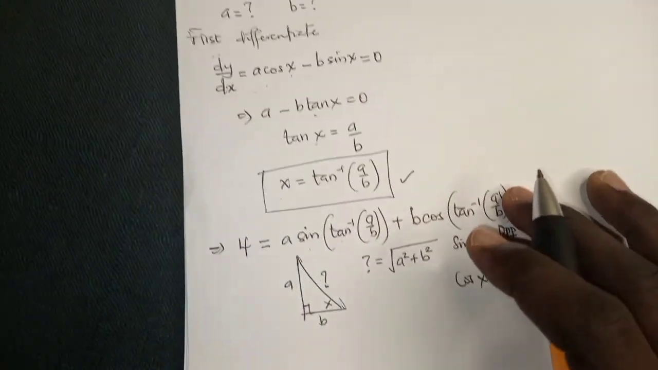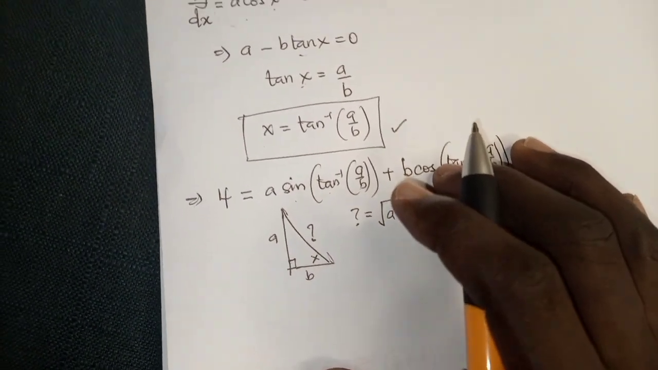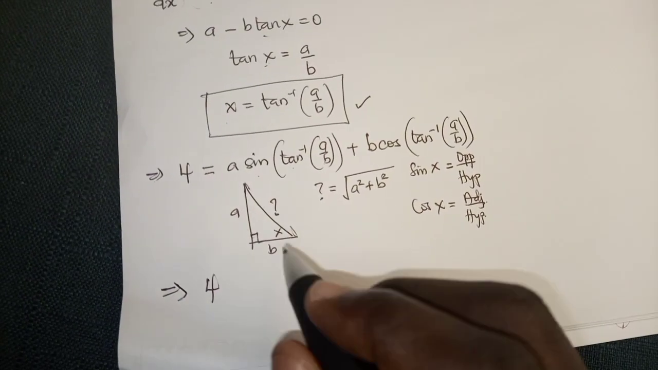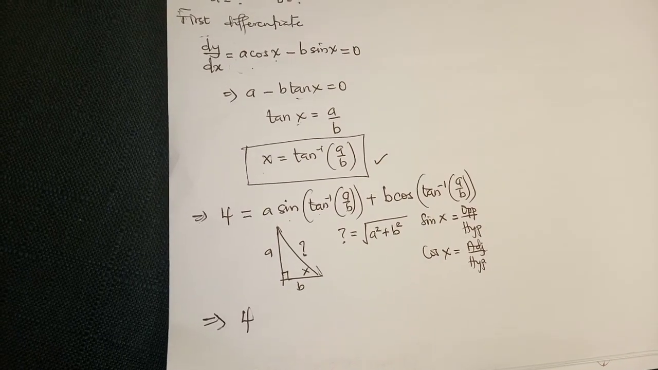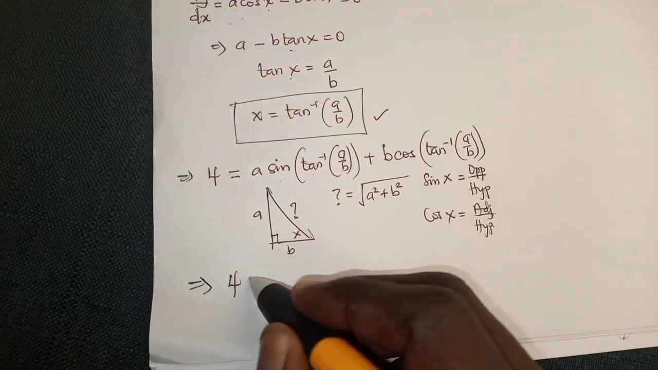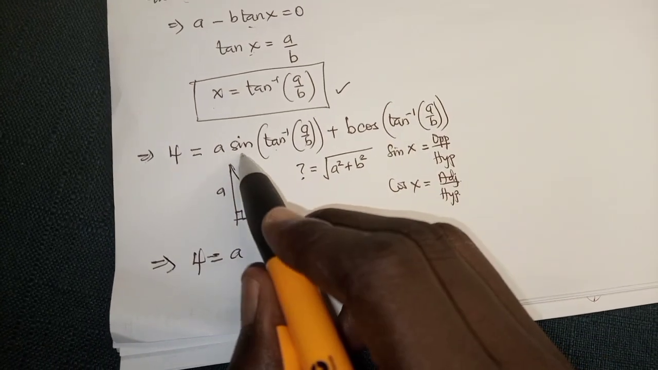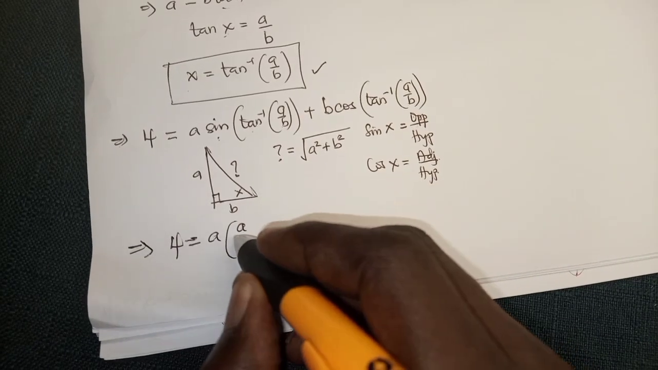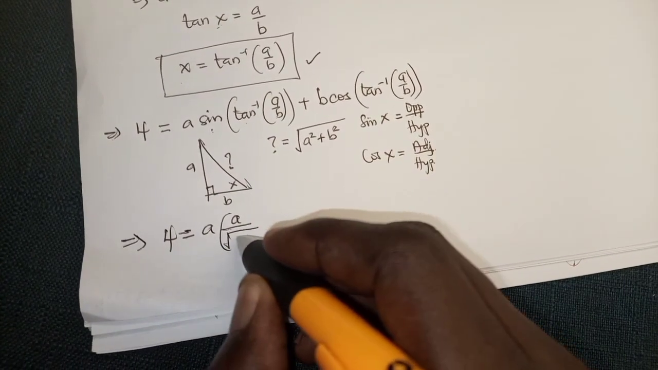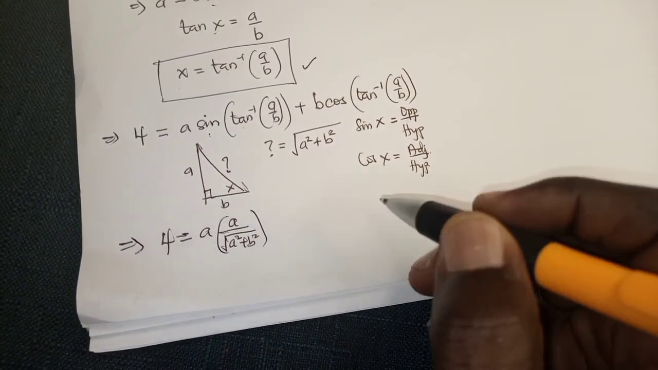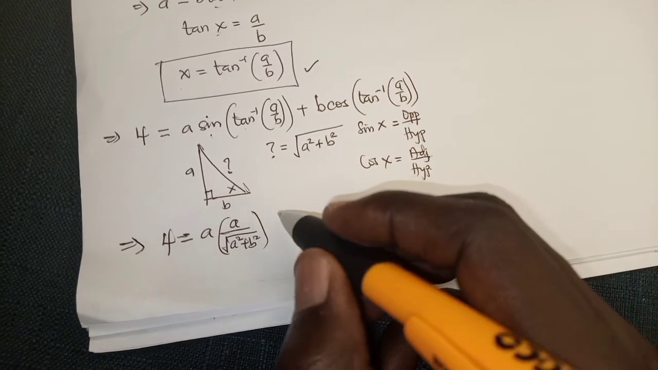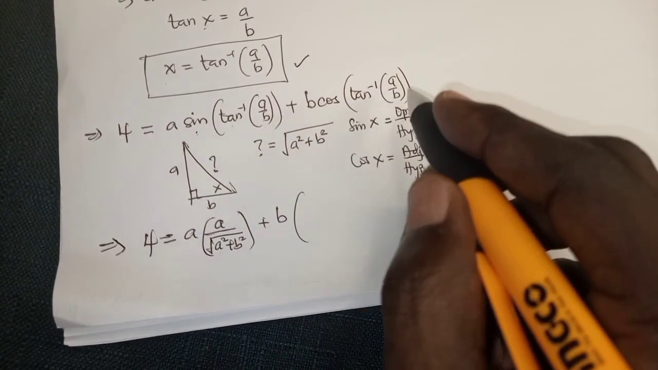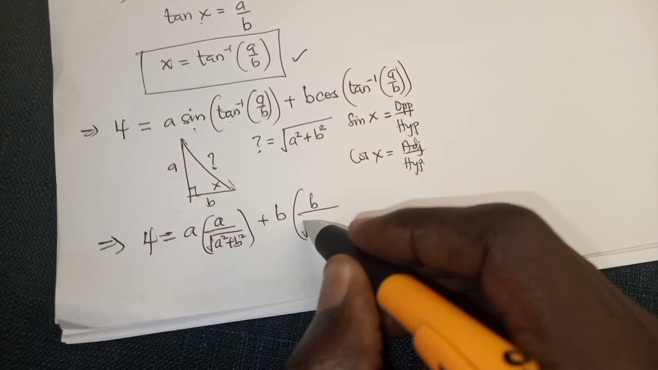So this implies that 4 will be equal to a, then the sine of x will give us the opposite, which is a, on the hypotenuse, which is the square root of a square plus b square. Then plus b, and cos of x will give us the adjacent, which is b on the square root of a square plus b square.